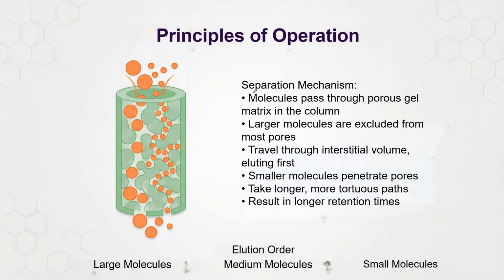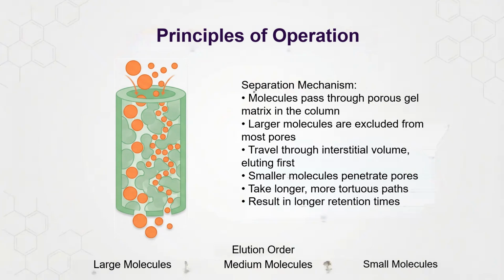Let's visualize what happens inside a GPC column. The column is packed with porous gel particles. When your polymer solution enters the column, molecules distribute themselves between the pore volume and the interstitial space. Large molecules are excluded from most pores and elute first. Medium-sized molecules partially penetrate pores. Small molecules enter many pores and therefore elute last.